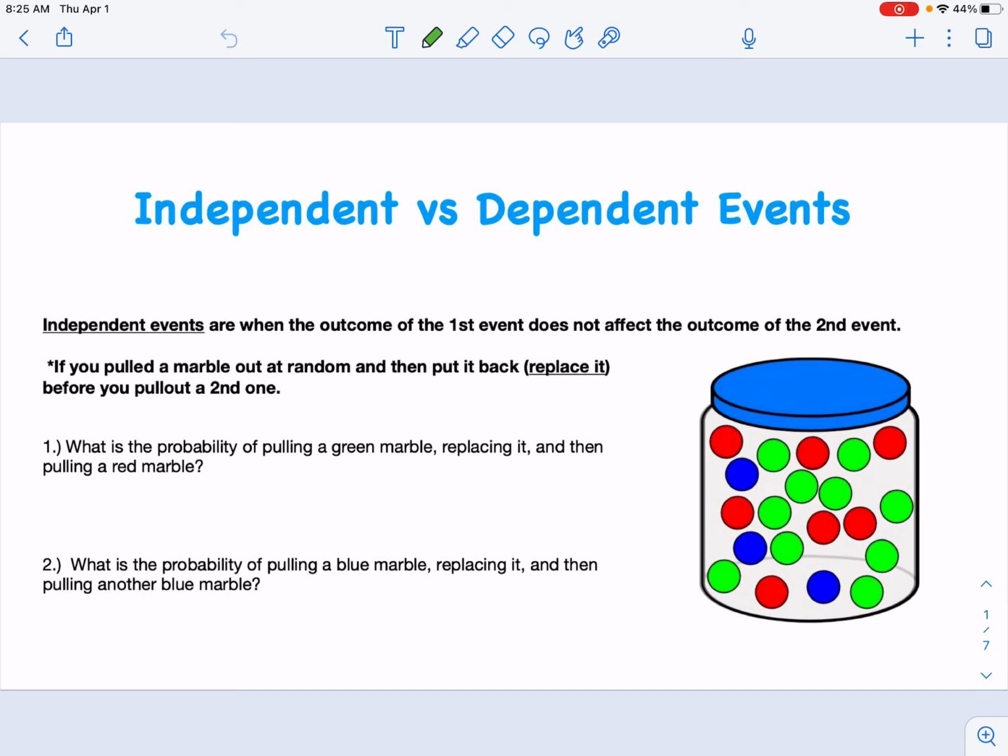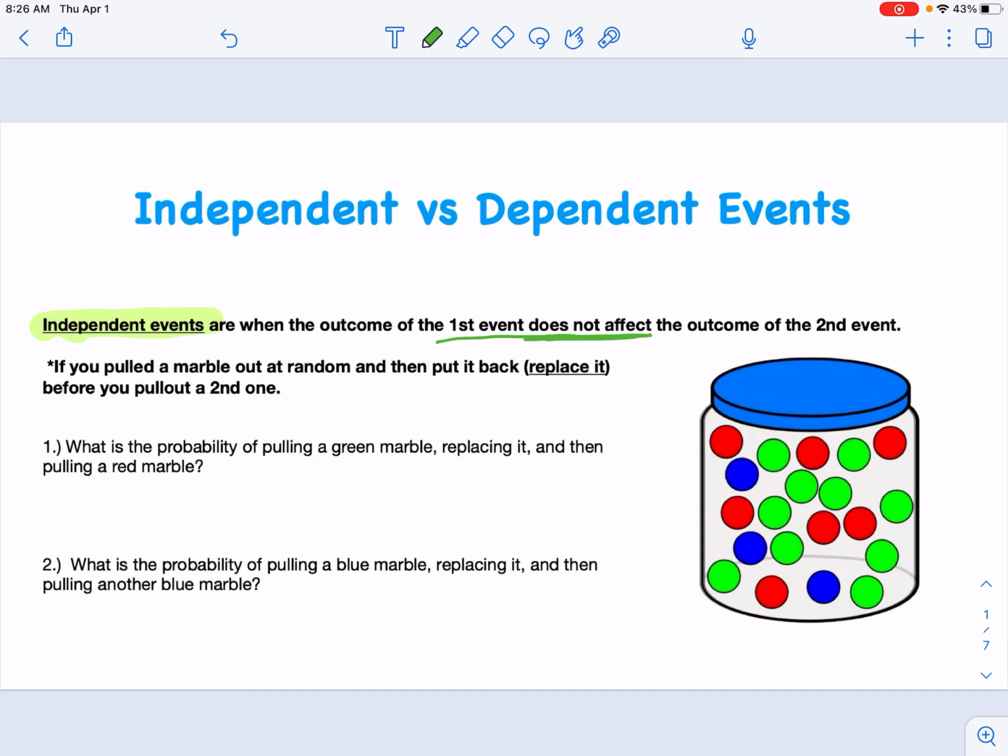Hey everyone, today we're going to talk about the difference between independent and dependent events. So first, an independent event is when the outcome of the first event does not affect the outcome of the second event. Okay? So like if you flip a coin and then spin a spinner, whatever happens with the coin is not going to change what could happen with the spinner.